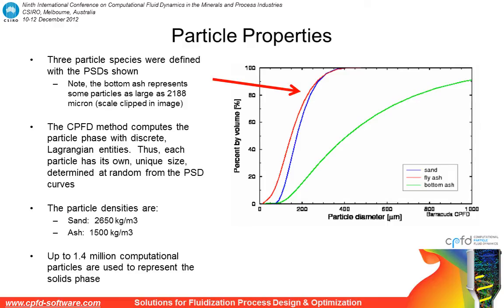It was also necessary to characterize the particles in the unit as well. There were 3 different species, all of which were modeled: sand, fly ash, and bottom ash, and a different PSD was applied for each one. Now, this was a non-reacting case, so we were not modeling the system with the combustion taking place because we were really more interested in what was happening to the particles and where they would be hitting the internal surfaces.